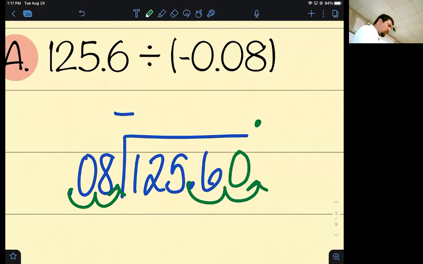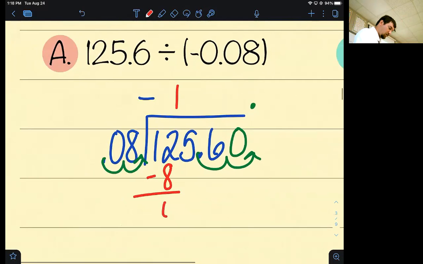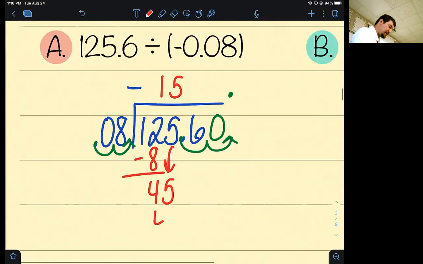How many times does 8 go into 1? It doesn't. How many times does it go into 12? Once. Okay. Subtract, I get 4, drop down the next digit, which is a 5. How many times does 8 go into 45? 5 times. What is 8 times 5, Xander? 40. Look how nice and neat this is.